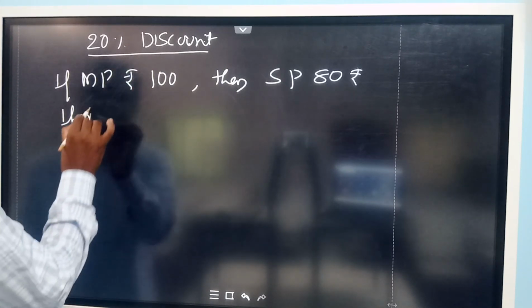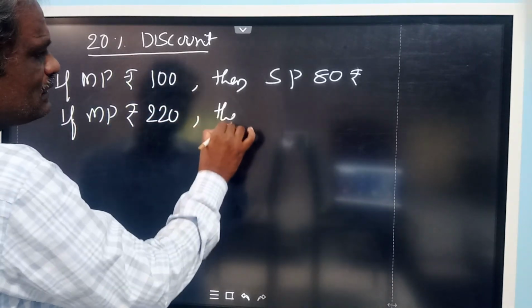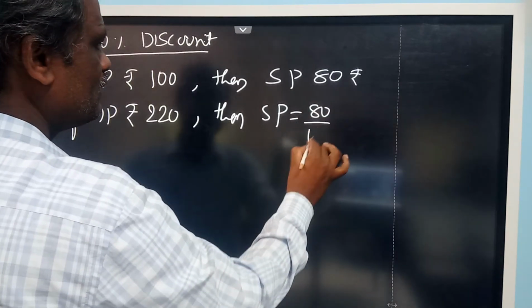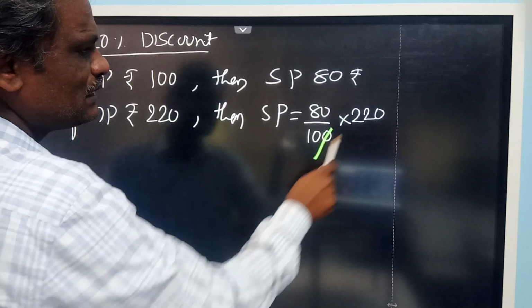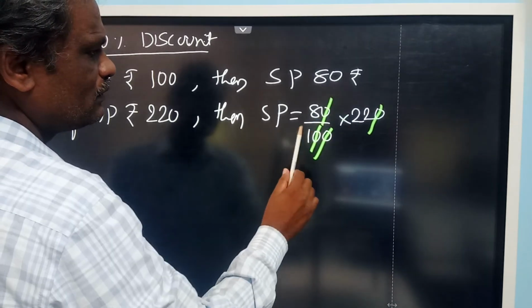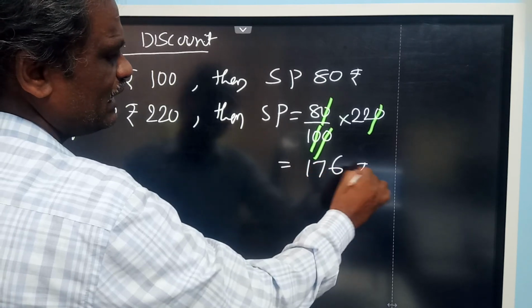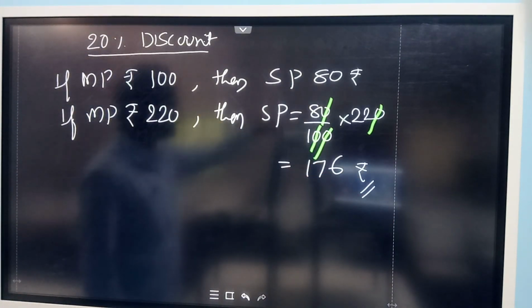If the market price is rupees 220, then what is the sale price? The sale price is 80 by 100 into 220. So you can cancel this 0, 0, this 0, 0. 8 twos are 16, 176 rupees. Directly you will get this. This is the unitary method. You can do it by the unitary method also.